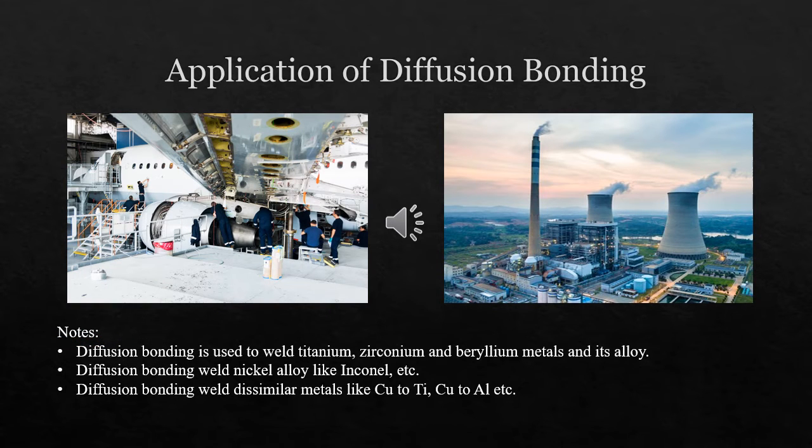The diffusion bonding process is mostly used to weld refractory materials in aerospace and nuclear industries, like the figure shown. Besides that, diffusion bonding is used to weld titanium, zirconium, and beryllium metals and their alloys, weld nickel alloy like Inconel, and weld dissimilar metals like copper and titanium, copper to aluminum, etc.